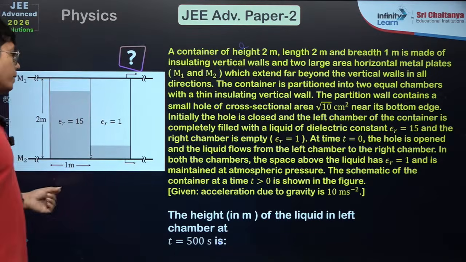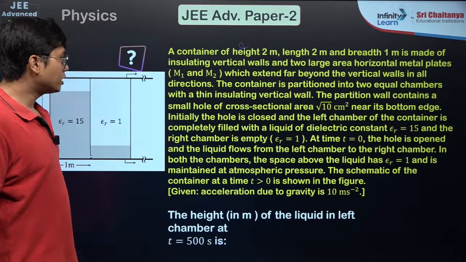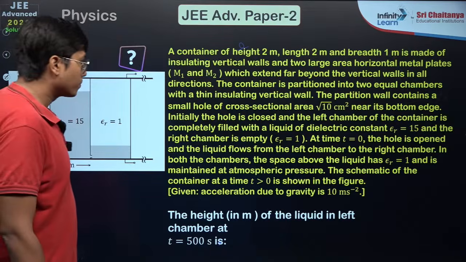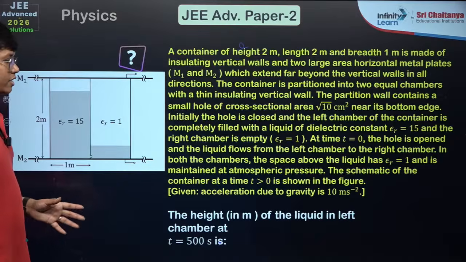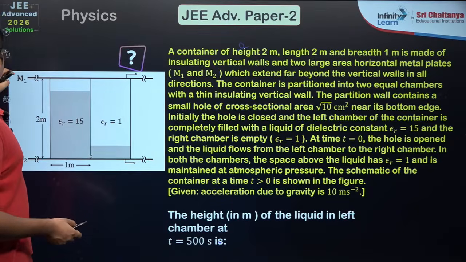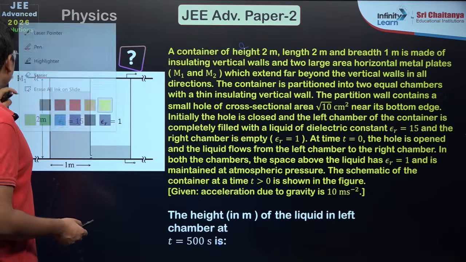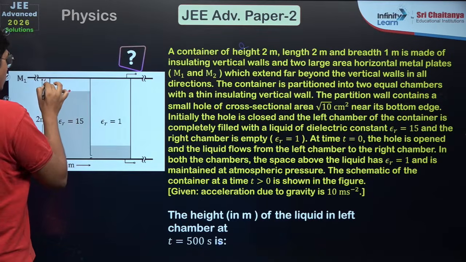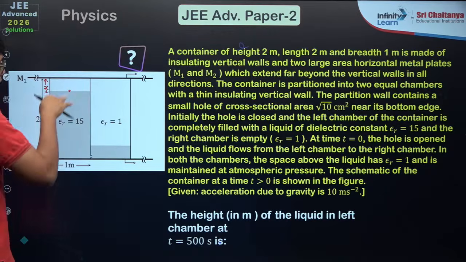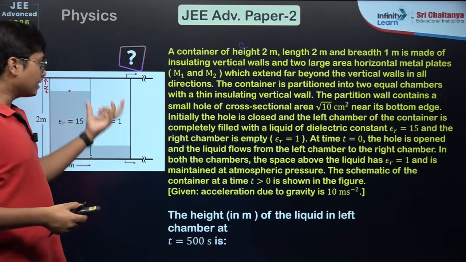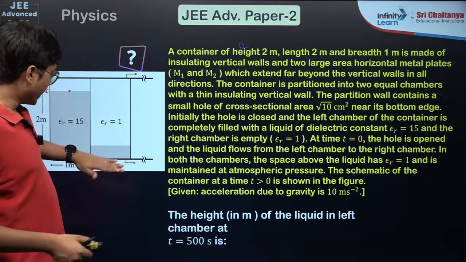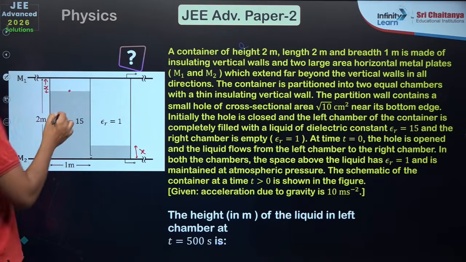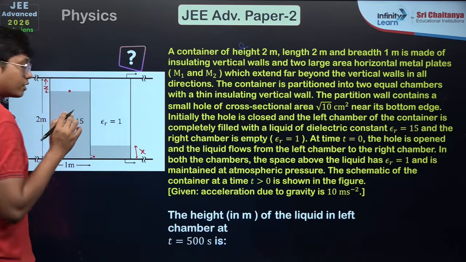At time t equal to 0, the hole is opened and liquid flows from the left chamber to the right. In both the chambers, the space above the liquid is empty and is maintained at atmospheric pressure. A schematic of the diagram for t greater than 0 is shown, with acceleration due to gravity given. So what you do is, as it is filling up, apply Bernoulli's theorem. Let's say at any moment the level has come down by a distance x. Because the cross-section areas are the same, if this comes down by x, this should also climb up by exactly x. Now apply Bernoulli's theorem between this point and a point just outside over here.